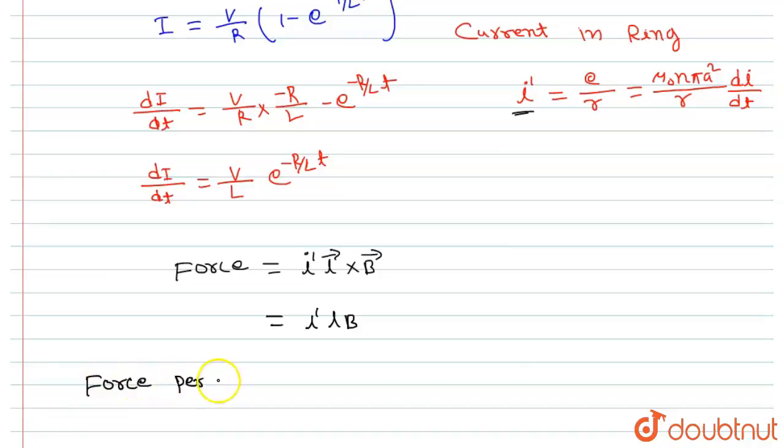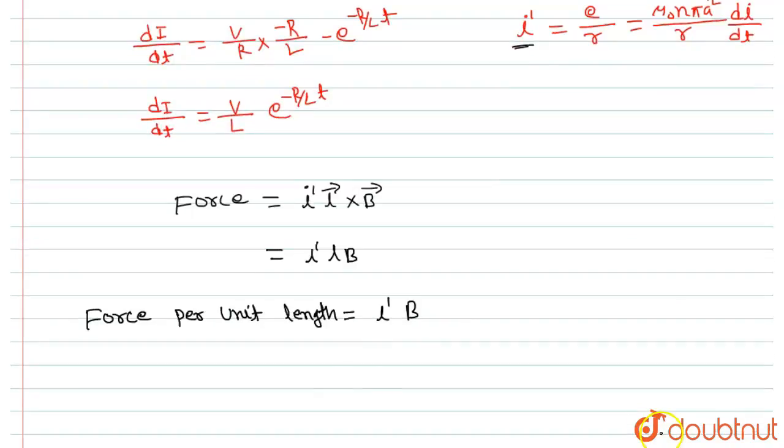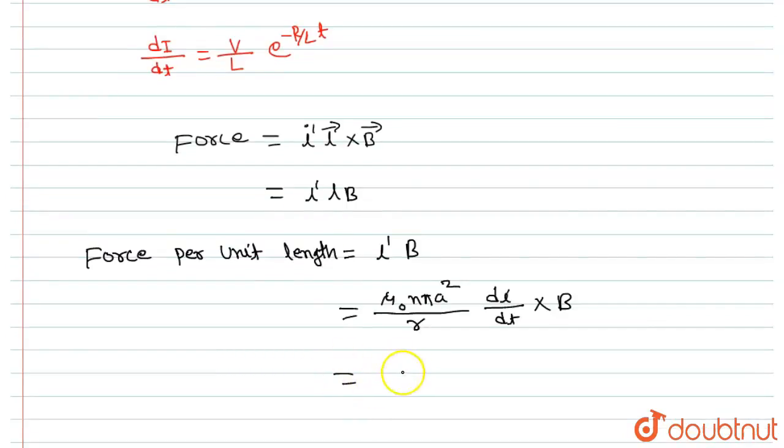Clear? So force per unit length is equal to I dash into B. So I dash we can write from here. This is equal to mu naught N into pi into A square divided by R, this is the I dash, and di by dt, into B we have to write this. And di by dt is what? We can see from here di by dt is this.